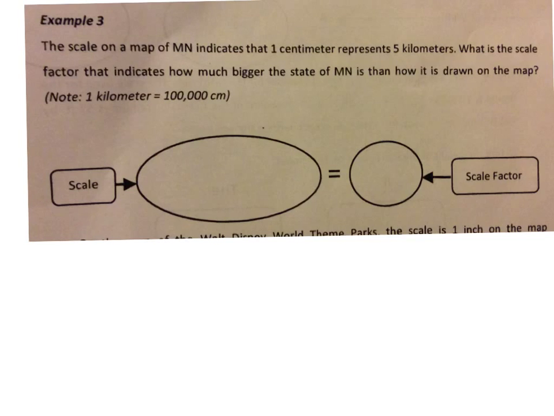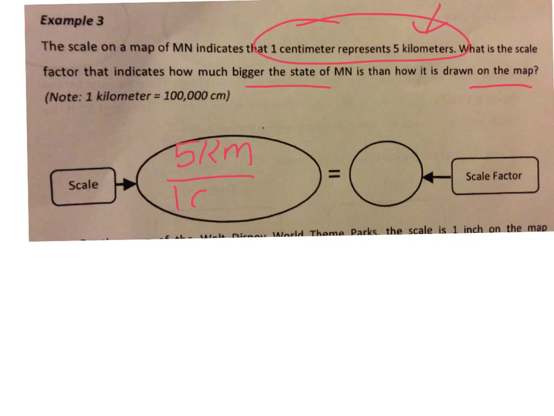Okay, on example 3, it says the scale on a map of Minnesota indicates that 1 centimeter represents 5 kilometers. What's the scale factor that indicates how much bigger the state of Minnesota is than it's drawn on the map? So they want us to start with the real state of Minnesota compared to the map. And when I look at my scale, I should know that the real number is the second number. So basically 5 kilometers compared to the map, the map is the first number, which is 1 centimeter. Hopefully you remember that is your scale.